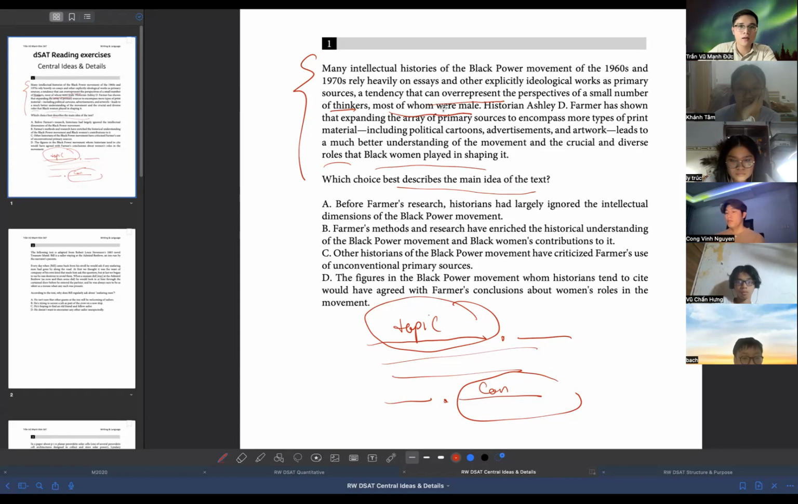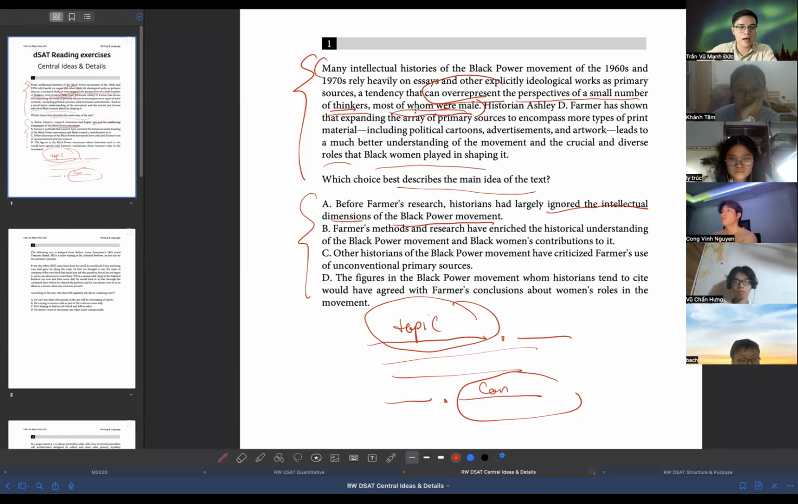So, firstly, we can look for the topic sentence. We can see that this is saying that it can overrepresent the perspective of a small number of thinkers. From this sentence alone, can we just do POE? Let's see. A: Before Farmer's research had largely ignored the intellectual dimensions of the Black Power movement. This is quite correct. Let's check it. Many intellectual histories rely on essays as primary sources and overrepresent males, because it was most likely males who wrote essays. It can overrepresent the males.